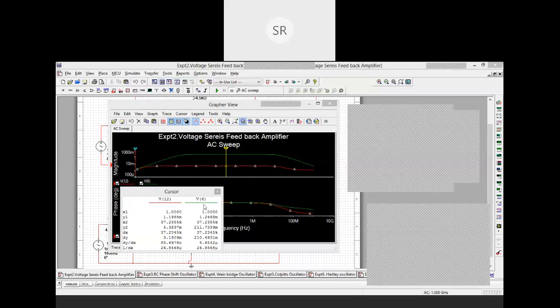The green color graph corresponds to the voltage series feedback amplifier without feedback. Note down the corresponding voltage, 211.7399 millivolt, and for the red color graph, the midband voltage is 4.3897 millivolt. Now you can check the questions in the form, whether it is given in millivolt or volt. So the midband voltage is 4.3897 millivolt with feedback, and without feedback 211.7399 millivolt. I am closing this graph now.